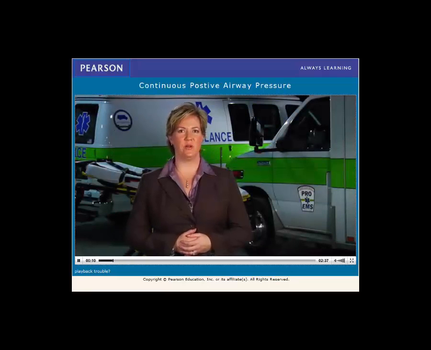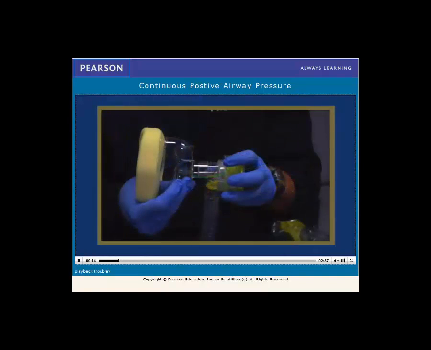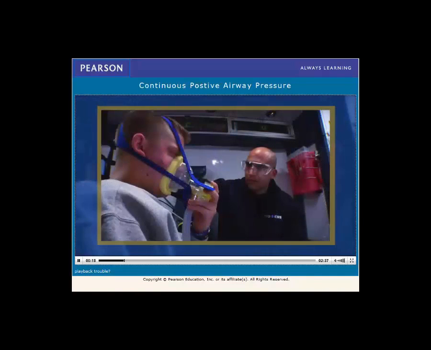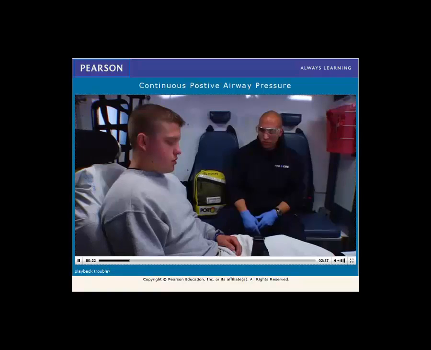Continuous positive airway pressure, or CPAP, is a method of non-invasive positive pressure ventilation in which positive airway pressure is maintained throughout the respiratory cycle, not just during active ventilation.